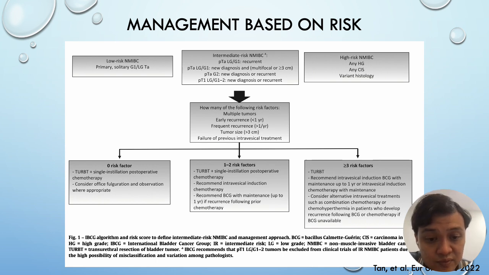And the recommendation as such, generally for those which are low risk, you can just do TURBT or fulguration. For those with intermediate risk, you can again do the TURBT plus single instillation of post-operative chemotherapy, but you can also give induction and maintenance of chemotherapy, or alternatively BCG for 1 year. For those with 3 or more risk factors, then you recommend BCG.